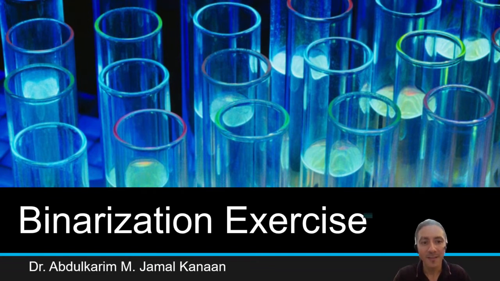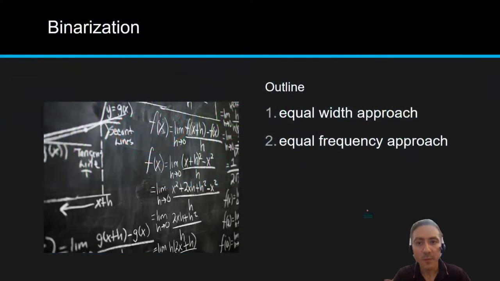Hello everyone. So in this session, I'm going to look into discretization exercise or binarization. Binarization is a special case of discretization where we're looking into two bins, because after all, we need to represent objects with 0 and 1. Simply what we are going to look into in this example, we're going to apply the equal width approach and the equal frequency approach. So without further ado, let's go into the exercise and see what it's all about.